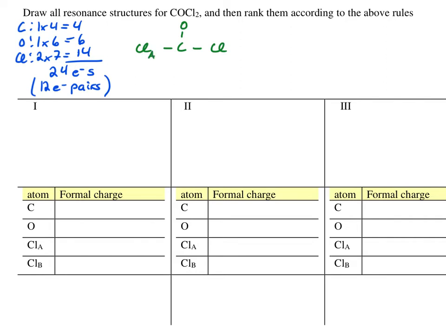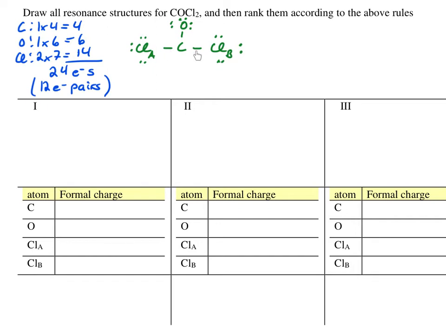Alright, we'll discriminate between the chlorines this way. Alright, so we have 12 electron pairs. Let's complete the octet of the outside atoms. And we see that we've used up all 12 of our electron pairs completing these octets. But the central carbon atom only has 6 valence electrons.